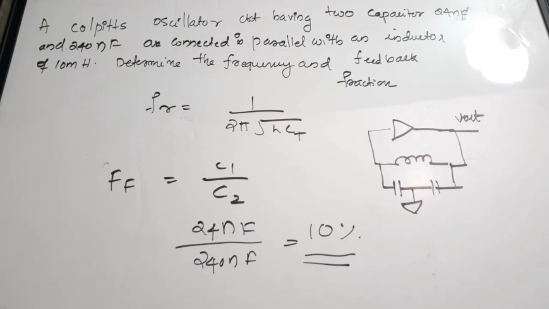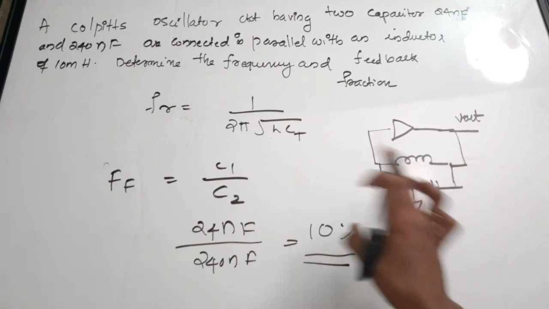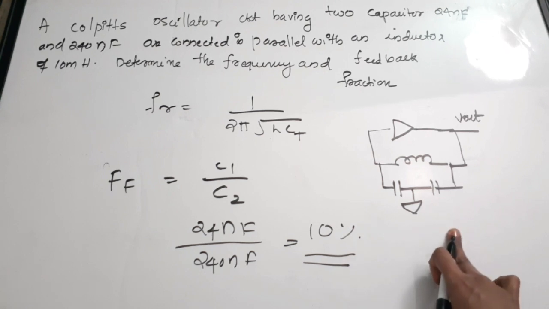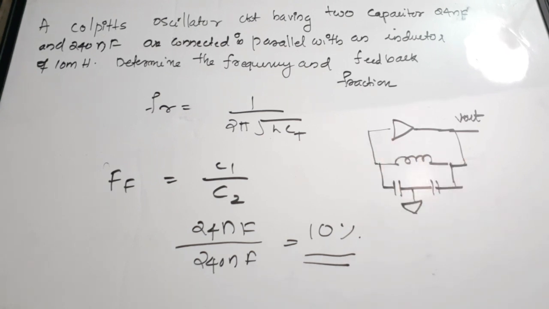In this question, you should be knowing the circuit in order to apply the equation. You should be knowing this circuit, and also you should be knowing how to find the equivalent of two capacitors connected in series. Then you just have to apply these values into your equation and find the result.